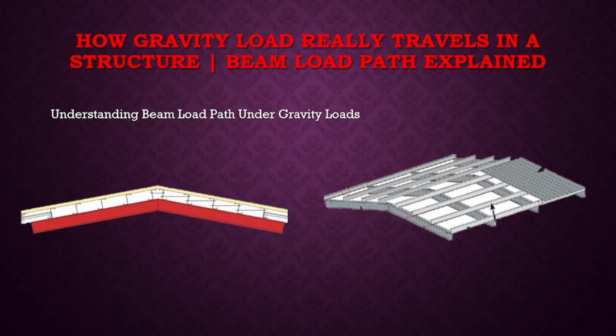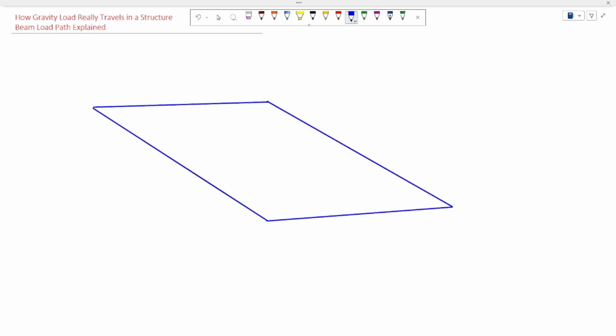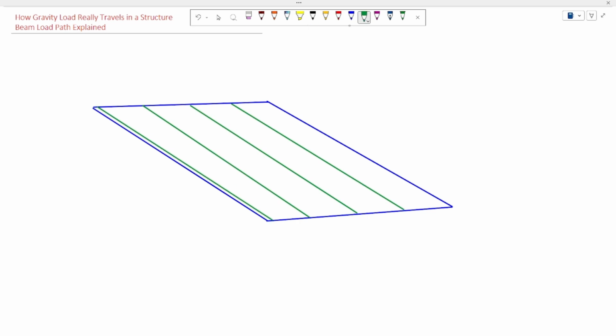Let us consider a simple flat roof. This is a flat roof. This flat roof is supported by purlins. These purlins are supported by beams. These beams finally transfer the load to the support.